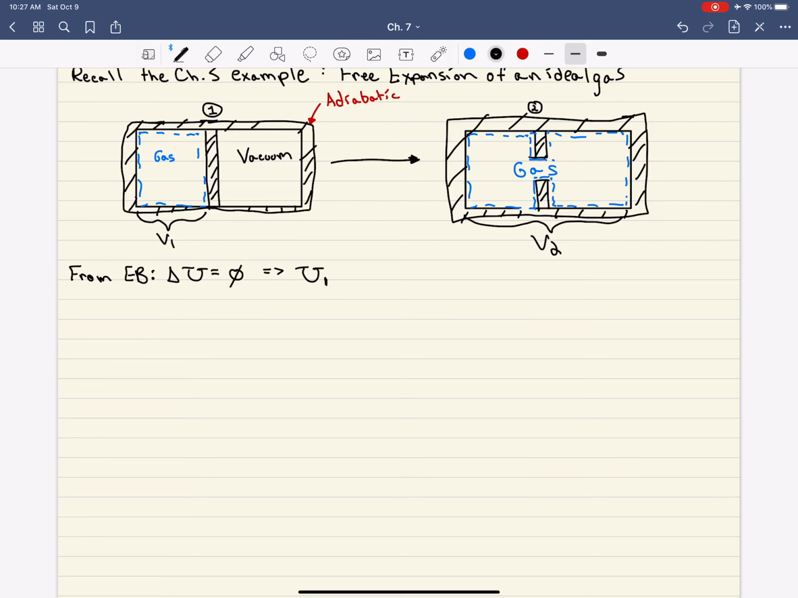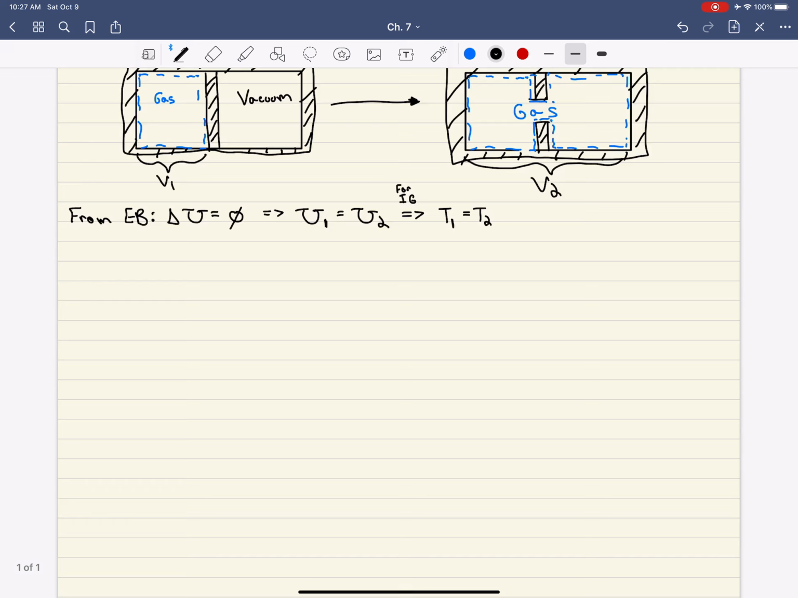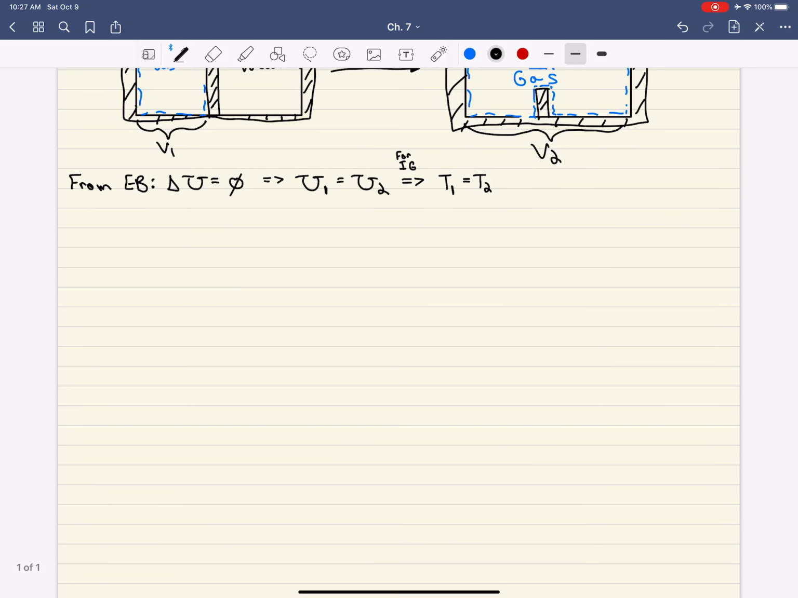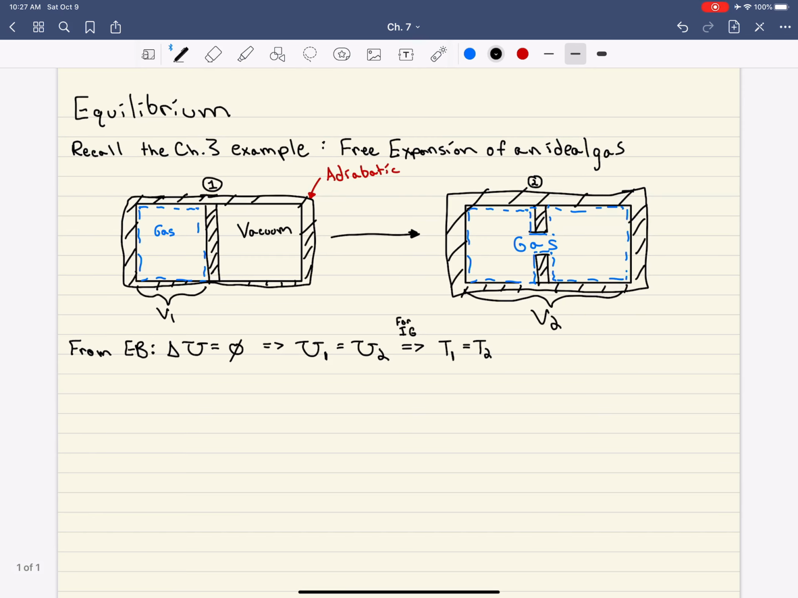Therefore, the internal energy at state 1 is equal to the internal energy at state 2. For the ideal gas, the internal energy is only a function of temperature. And so that means that the temperature in state 1 was equal to the temperature in state 2 after the gas expands. And so this process is also isothermal. This is what we learned from the energy balance analysis. But what we didn't do back then is the entropy balance analysis. So let's do that now.